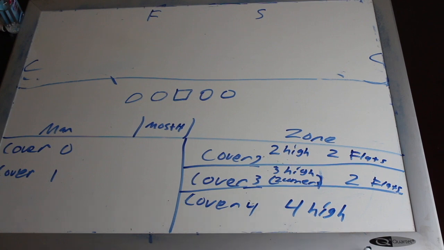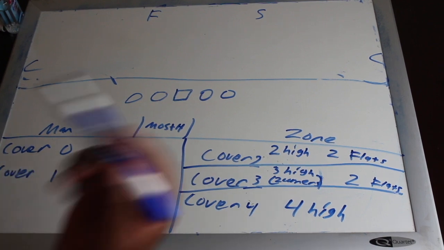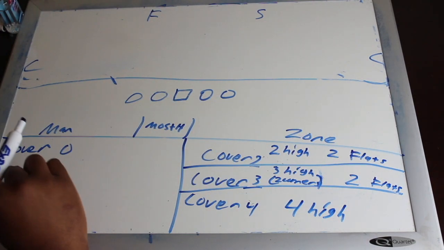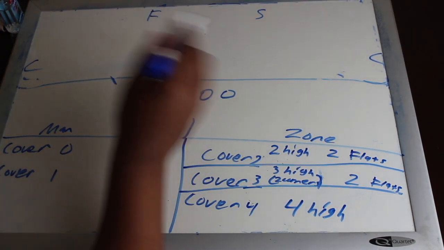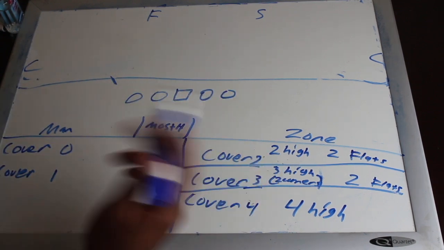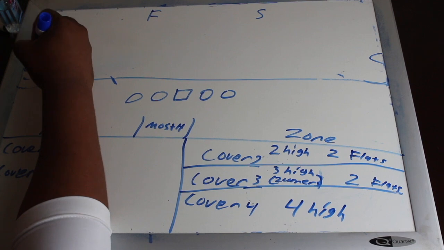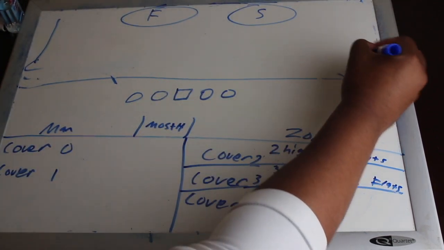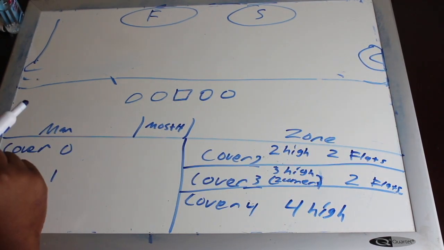Cover four: four high. All right, so if I had to just say four high with this language that y'all just learned up here, and we had two corners and two safeties, and I said four high, what do you think we're going to do with these corners and safeties here? You damn right. These are going to be your four high guys. Now, Vosh, when will we call cover four?